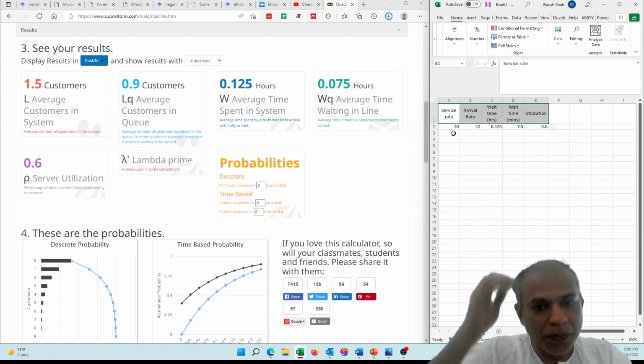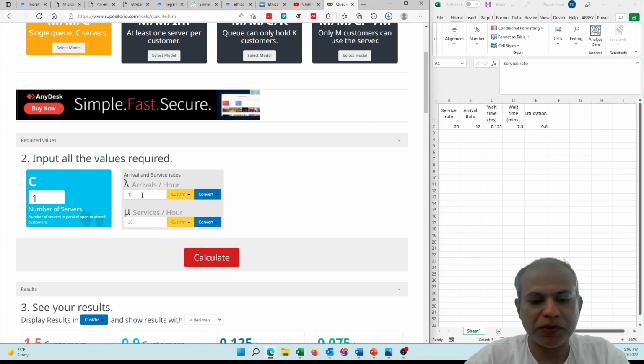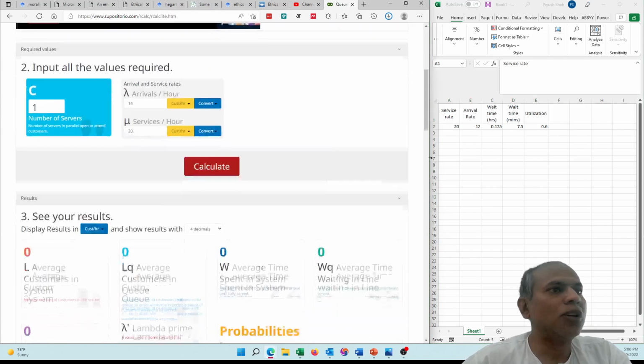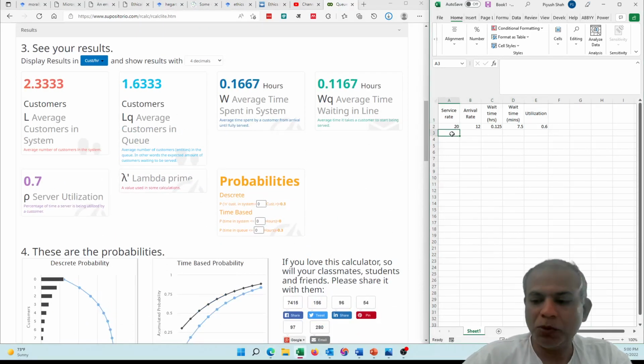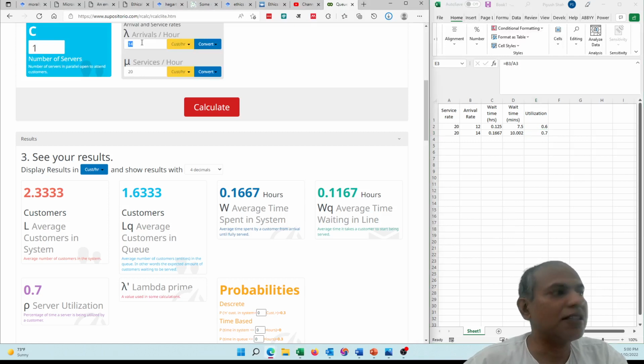All right, now let's suppose I change my arrival to 14. So now more customers are coming in. Very well. So when more customers come in, my wait time increases a little bit, 0.1667, which if I use the same formula should be about 10 minutes. Every customer has to wait. Utilization, if I use the same formula, it is about 0.7, which if you see the calculator gives me the same answer. I increase this to 16.